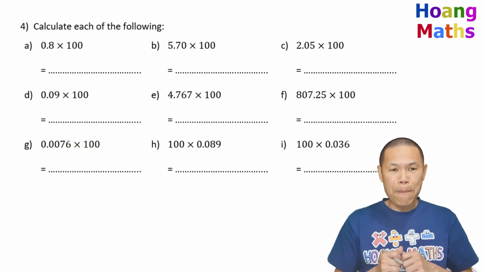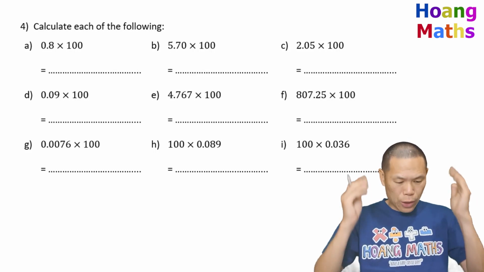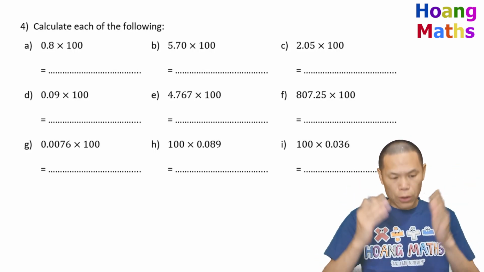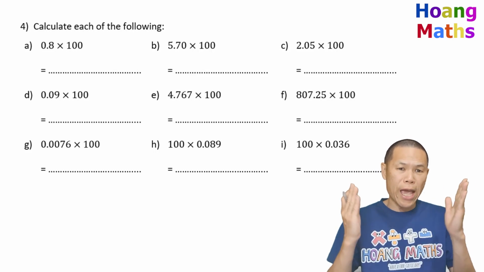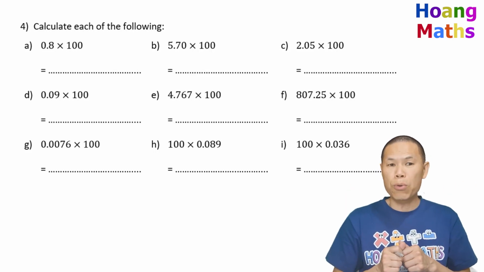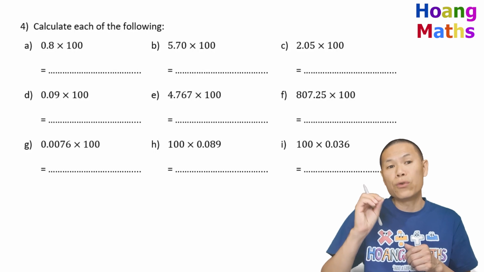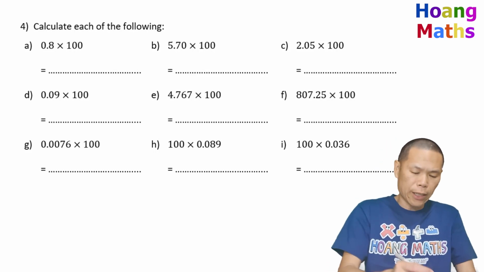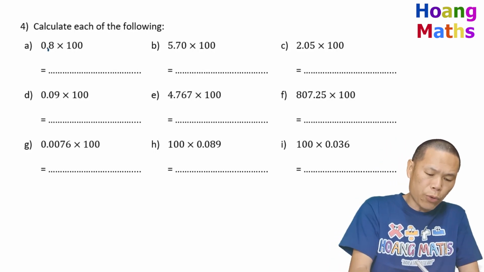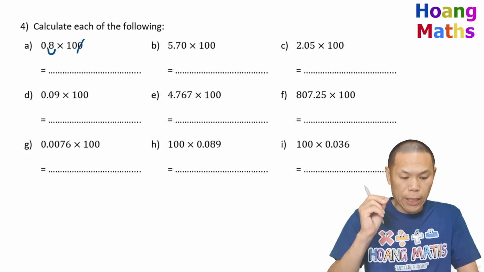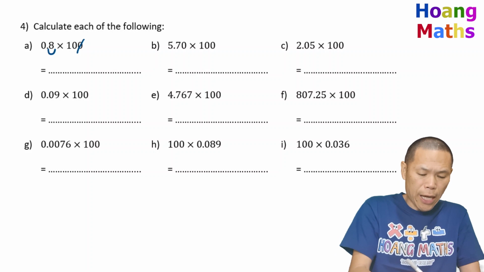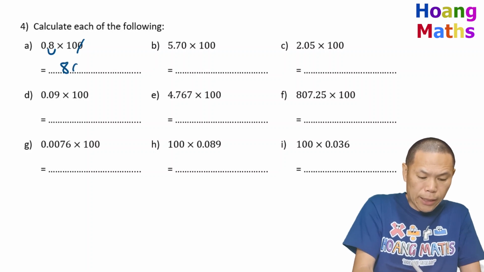Hi there, I'm back. How do you go? So let me just go through them with you. So part A, 0.8 times 100. We know the answer should be bigger than 0.8. So the decimal point should move to the right instead. So this decimal point here, move this way, cancel this. So that becomes 8 times 10. So 8 times 10 is 80.